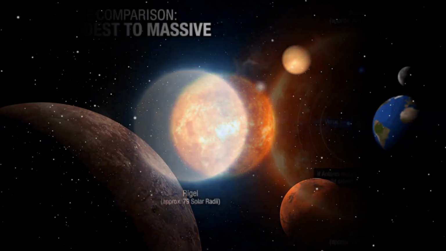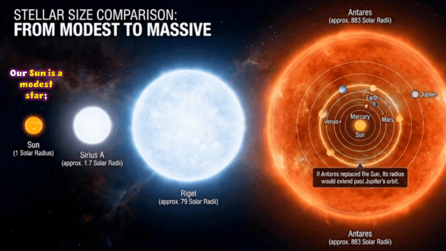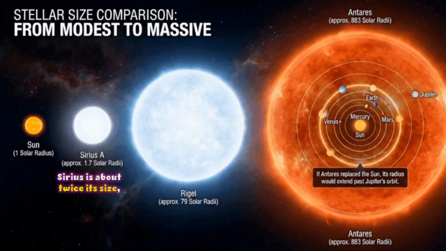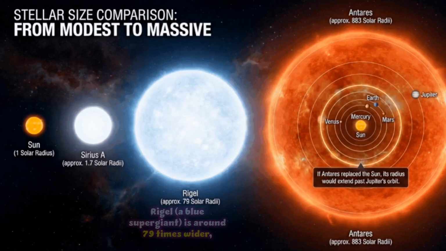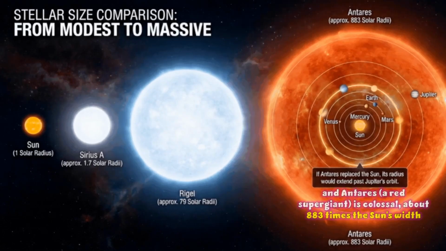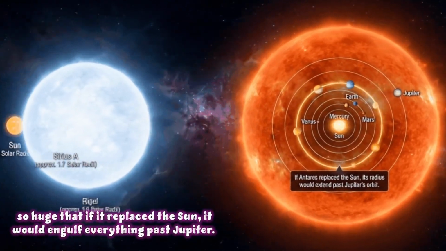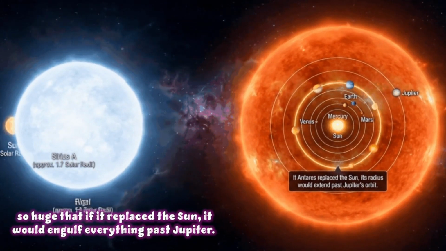But compared to other stars like Sirius, Rigel, and Antares, it's incredibly small. Our Sun is a modest star. Comparing it to Sirius, it's about twice its size. Rigel, which is a blue supergiant, is around 79 times wider, and Antares, which is a red supergiant, is colossal, about 883 times the Sun's width. If it were to replace the Sun, its radius would extend past Jupiter's orbit. That's really big.